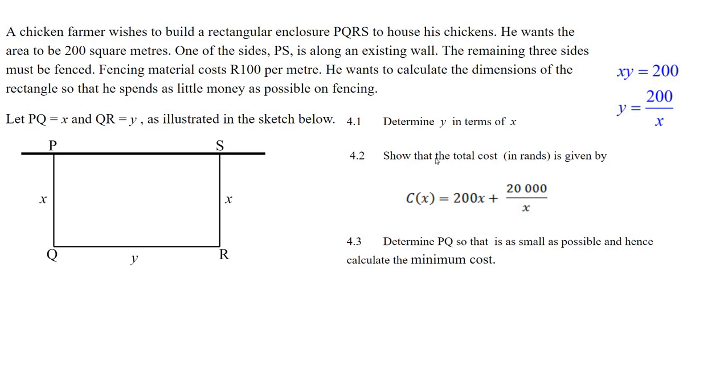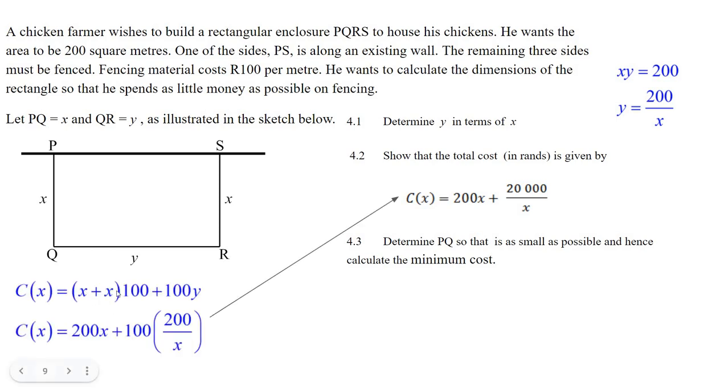Work out the total cost. Well, all you do is you've got this X plus another X, that's X plus X, that's 2X, times 100 Rand per every meter. And then instead of Y, you can make it 200 over X times 100 Rand per meter. So what does that look like? X plus X times 100, and then 100 times Y. But we know that Y is 200 over X. Well, that's going to give us the whole thing. What's 100 times 200? That's your 20,000. There's your X that stays in the bottom. I think we've just explained where this formula comes from.